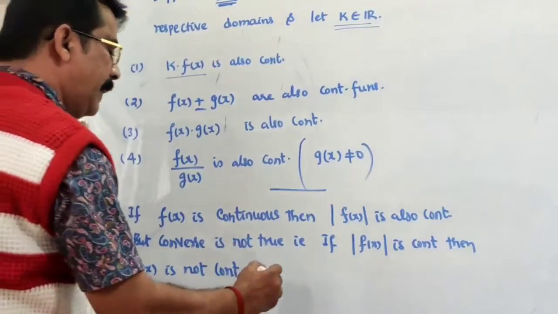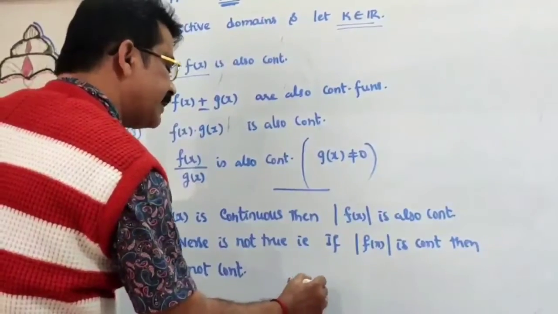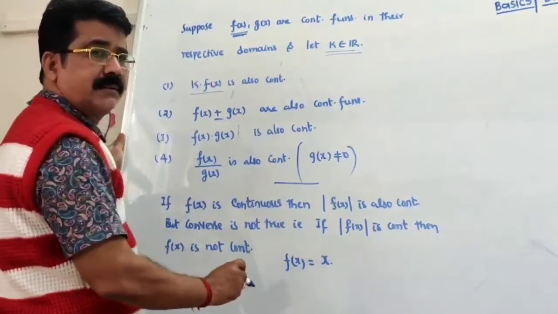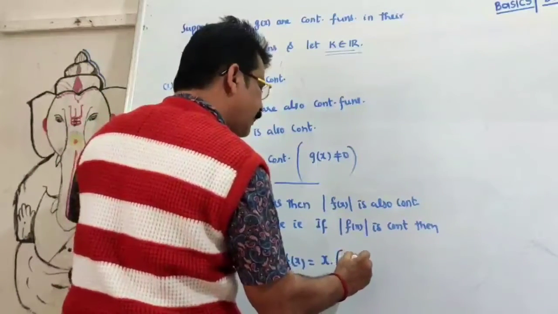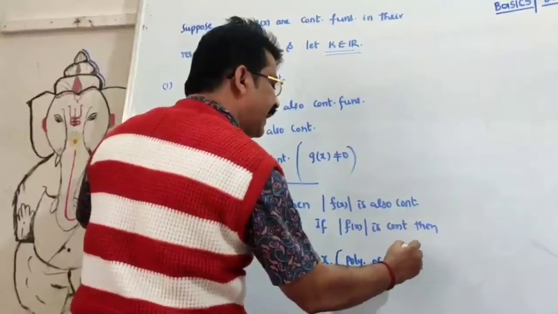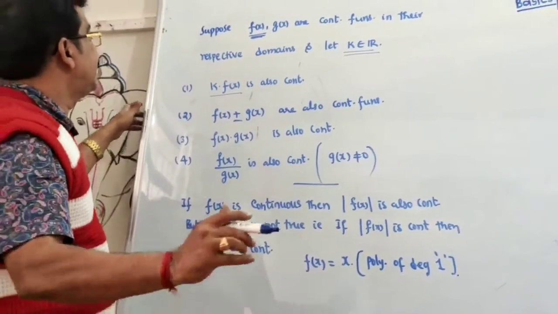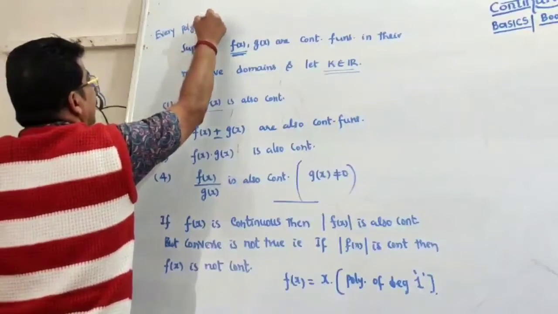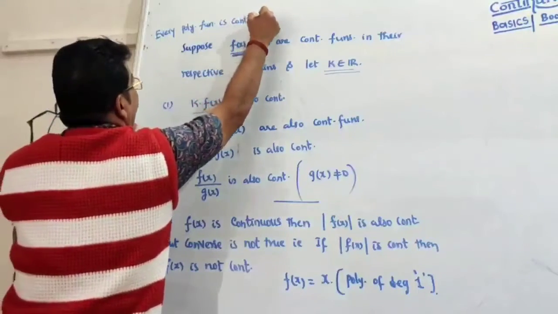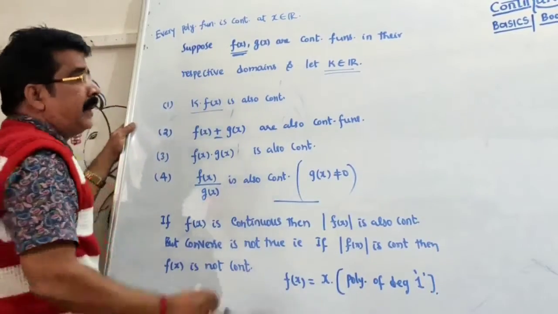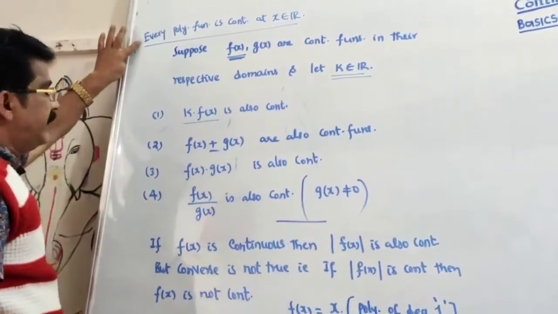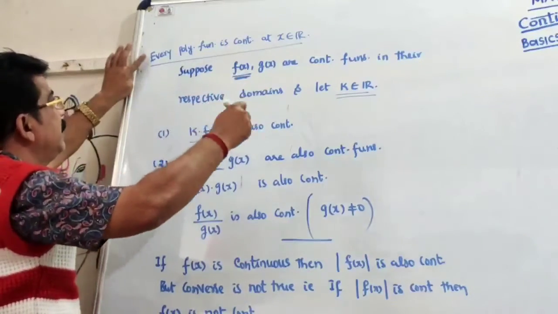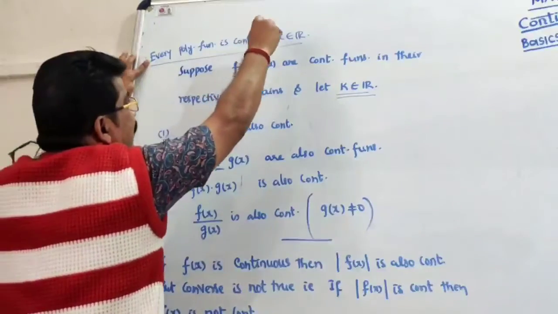For example, let us take f of x is equal to x. X means what? It is an identity function, or simply a polynomial of degree 1. And one standard result is every polynomial function is continuous at x belongs to every real number. It is the most important point. Later we explain the standard continuous functions. First you listen: every polynomial function is continuous at x belongs to capital R.